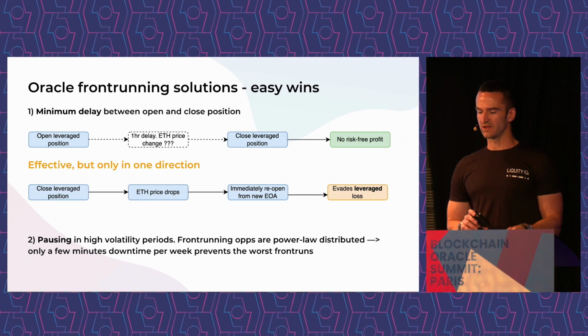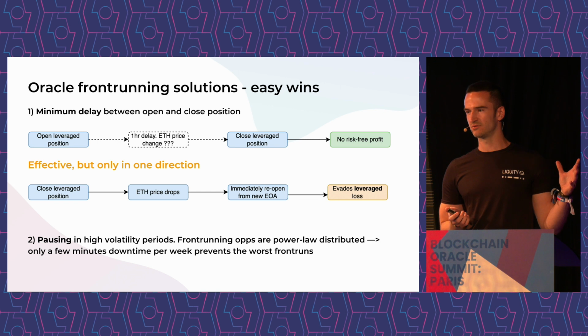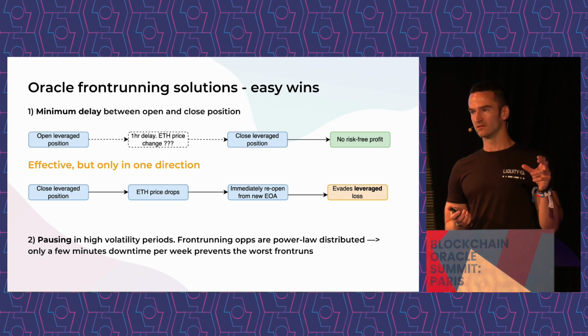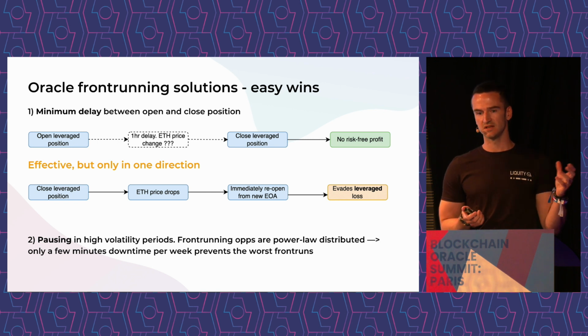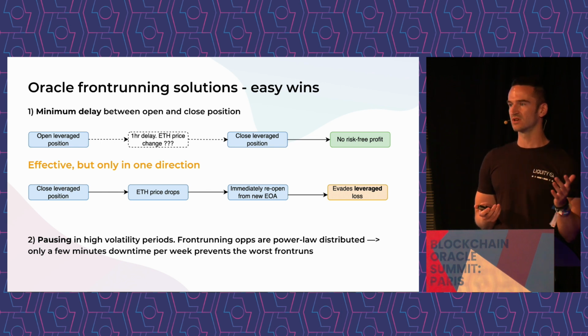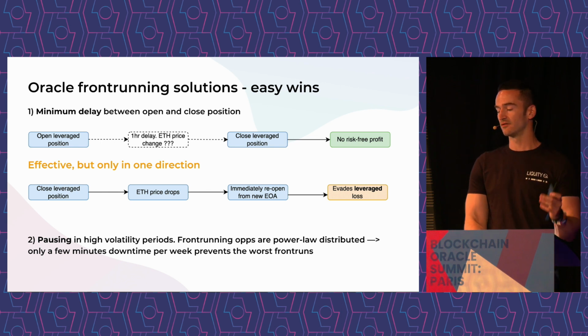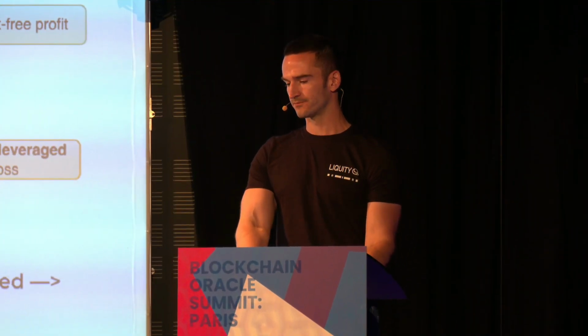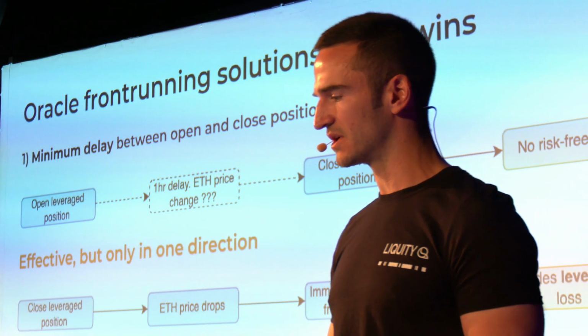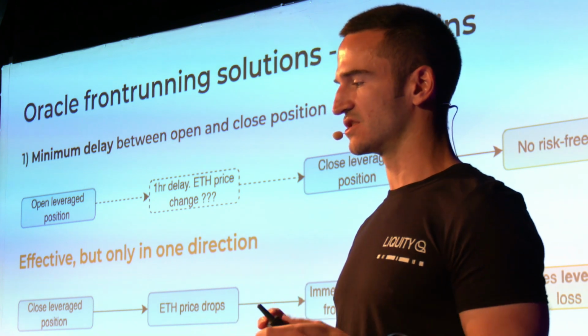One thing we can do, another easy win, is just pause the system in high volatility periods. Synthetix actually does this, and because front-running opportunities are power law distributed, the worst front-run opportunities happen in high volatility. So you just say, okay, let's pause the system in extreme volatility, and only a few seconds per week actually prevents the worst front runs.